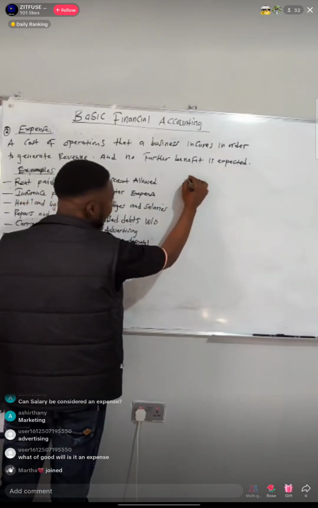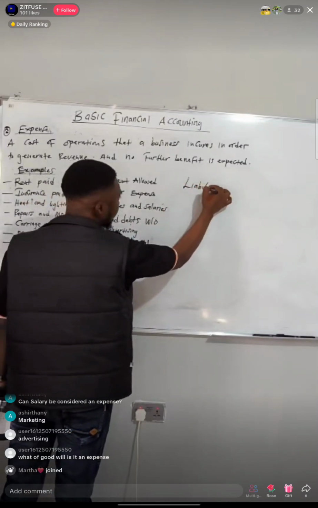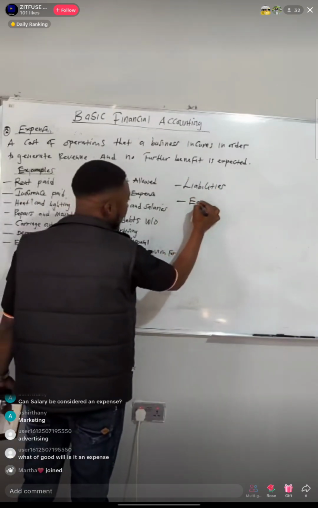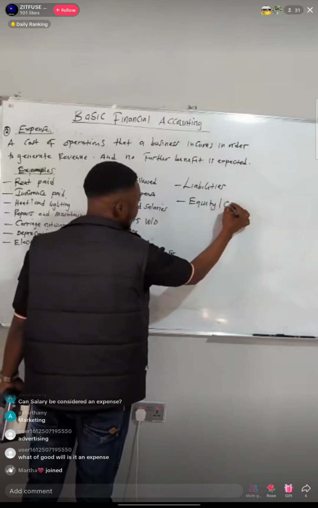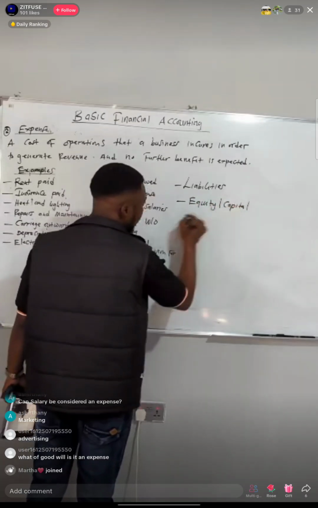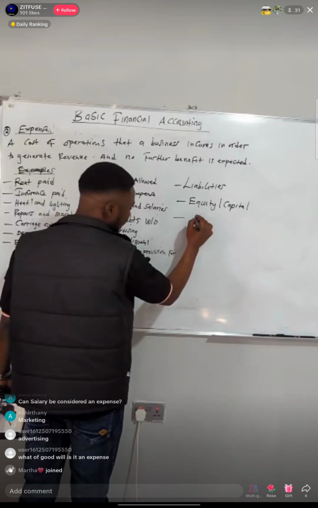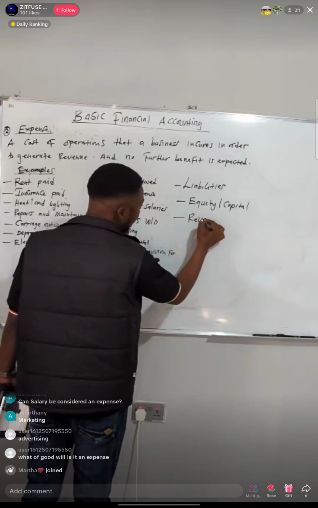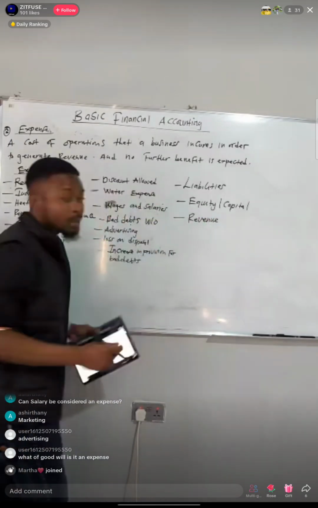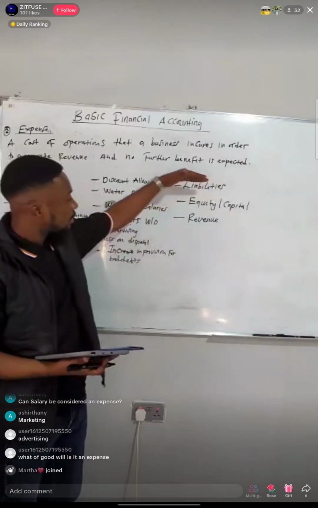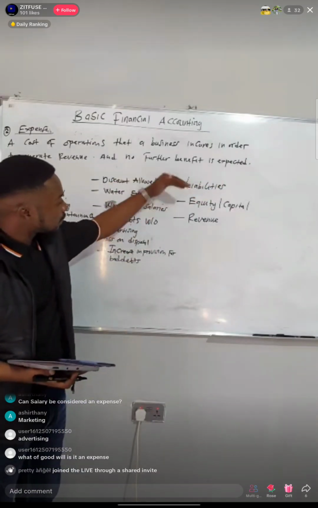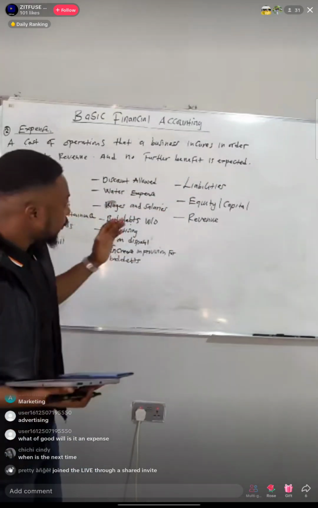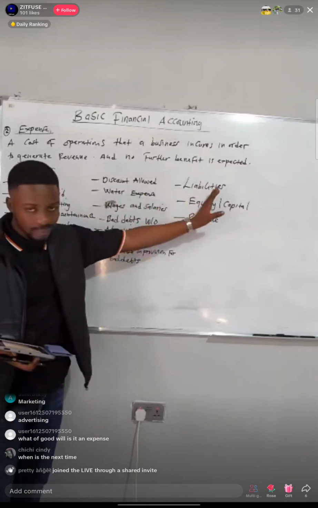So going forward, next time we meet, we'll look at liabilities. We'll also look at equity, these remaining three, and capital. And then we'll also look at the other one, which is revenue. So I'll be doing the same thing. I'll be defining. I'll also give examples, so that it's much easier. When you're given the question, you're going to identify that this is the thing here.